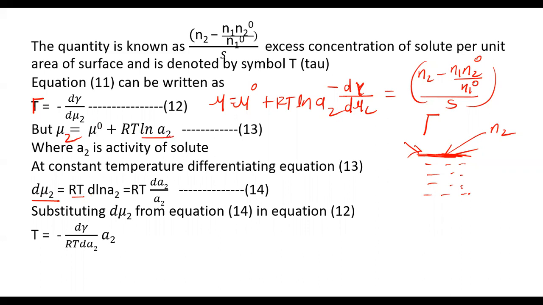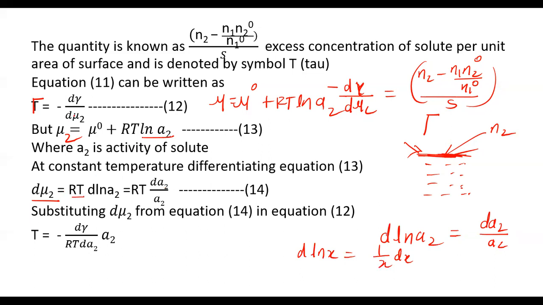But what is the differentiation of ln A2? Just like the derivative of ln x is 1 upon x into dx, the derivative of ln A2 is 1 upon A2 into dA2, so dA2 upon A2. So d mu 2 equals RT into dA2 upon A2.